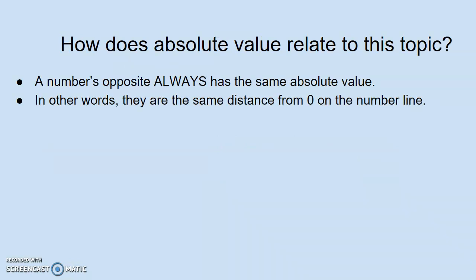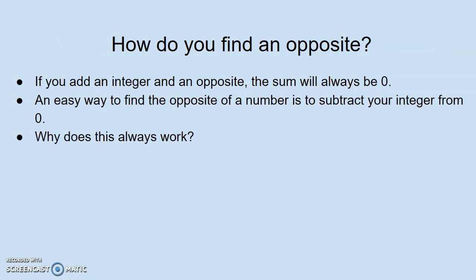Now, how does absolute value relate to this topic? A number's opposite always has the same absolute value. So they're always the same distance from 0 on the number line. So how do you find an opposite? If you add an integer and an opposite, the sum will always be 0. So an easy way to find the opposite of a number is to subtract your integer from 0. So if I was asked to find the opposite of 7, I can subtract 7 from 0. And that is -7. So the opposite of 7 is -7.